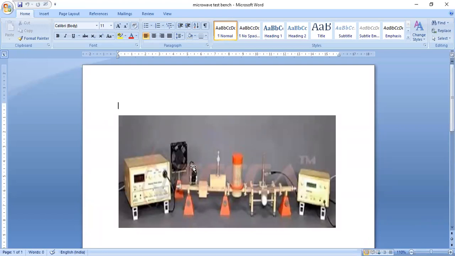After the reflex klystron, we have the isolator. So we know what an isolator is. An isolator is a device which allows the power from port 1 to port 2. It doesn't allow the power from port 2 to port 1. It provides very high attenuation from port 2 to port 1, and zero attenuation from port 1 to port 2.